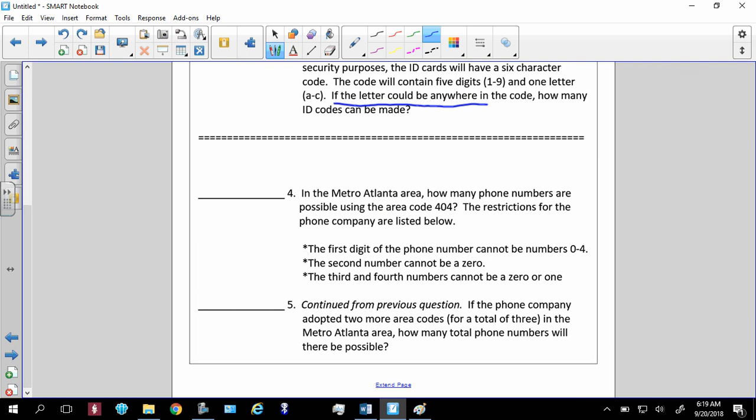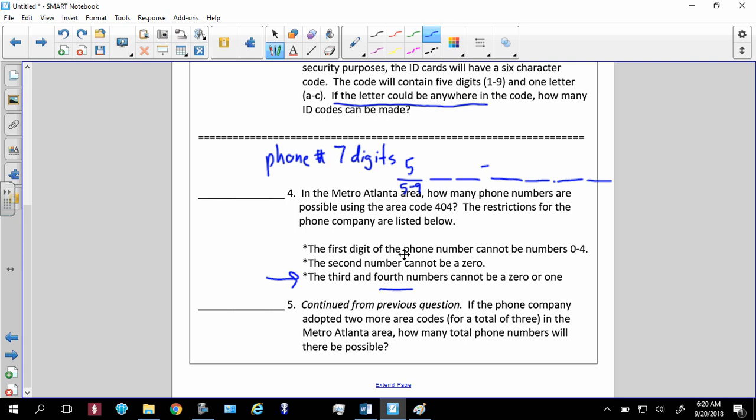All right. Question number 4. A lot of people are still making this mistake, and that is a phone number, guys. Please get this. A phone number is 7 digits. Even though the restrictions only go towards the 4th, that means the 5th, 6th, and 7th do not have restrictions. So 1, 2, 3, dash 1, 2, 3, 4. It says the first digit of the phone number cannot be 0 through 4. So that is a 5 through 9 situation, which is 5, 6, 7, 8, 9, that's 5.